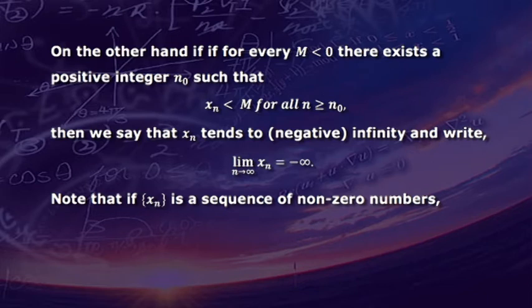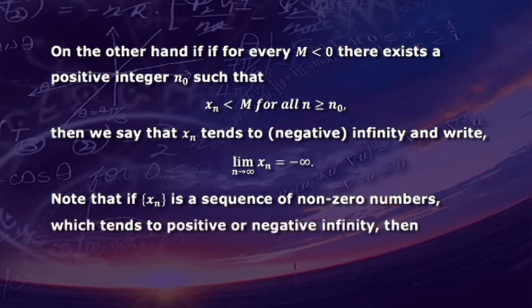Note that if x_n is a sequence of non-zero numbers which tends to positive or negative infinity, then limit of 1 over x_n is 0.